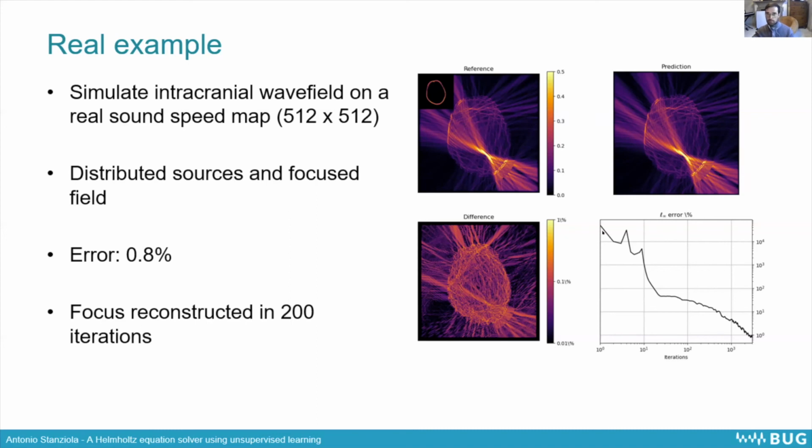Now it takes even longer than before, but that makes sense because the wave field is very complex. There are a lot of modes in here, many reflections, and so on. But we still get below 1% of error. It takes about 2,500 iterations, but we can get there. But more importantly, the focus is reconstructed in just 200 iterations. And that makes us confident that this tool can be used in real time.